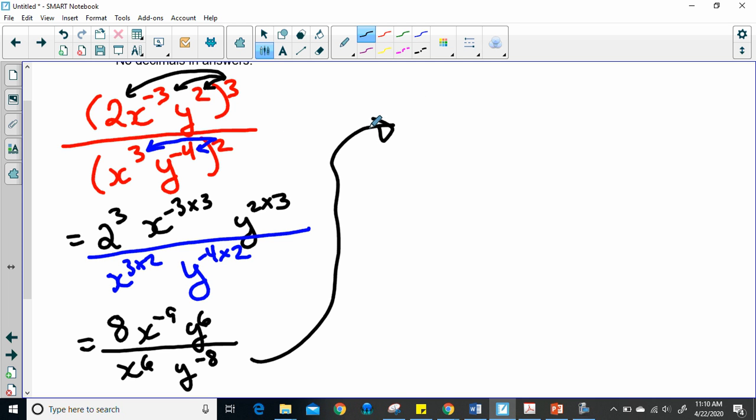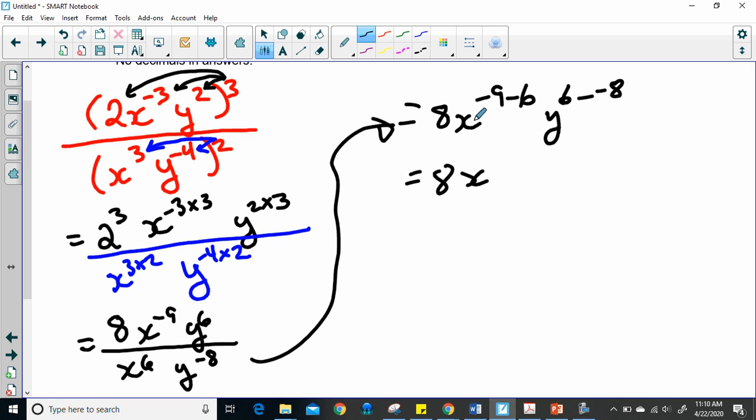Bring it back up here. So what does that simplify to? We have an 8. We have an x to the negative 9 minus 6, because that's what we do when things are dividing. And then we've got our y's. So I have a y to the 6 minus negative 8. So that leaves me with x to the negative 15. Y to the 6 plus 8 gives me a positive 14.